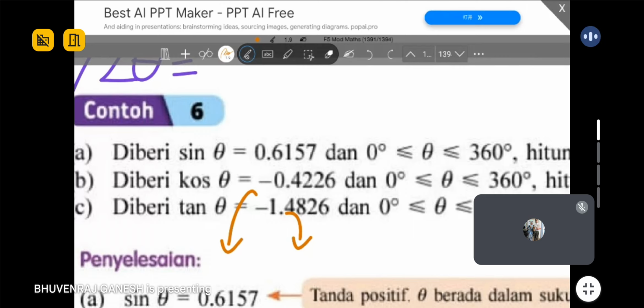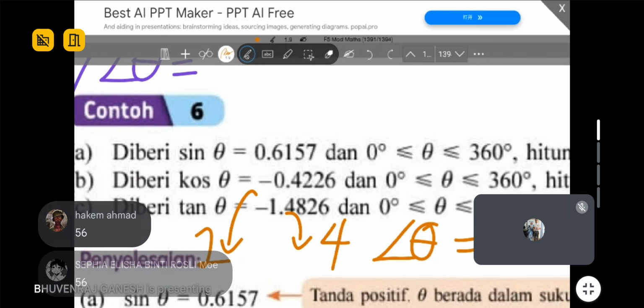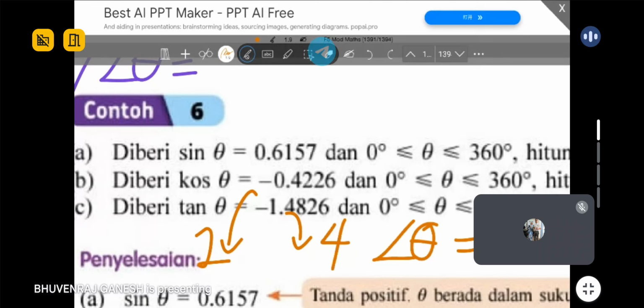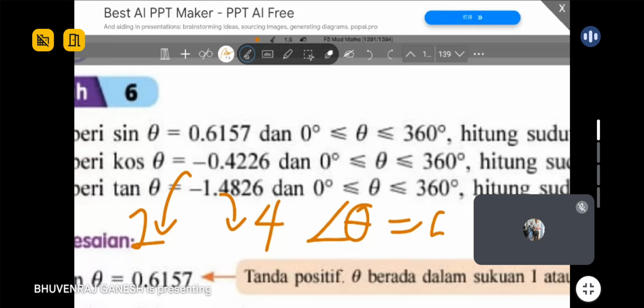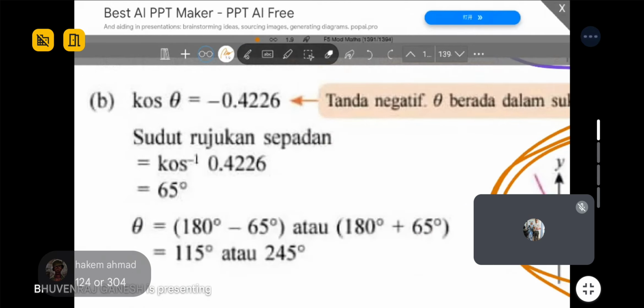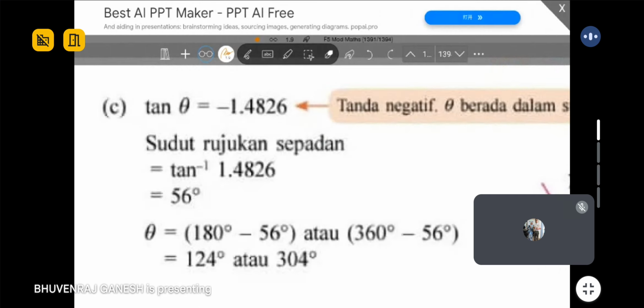Okay, so yeah, the answer is quadrant 2 and also quadrant 4. Okay, so 2 or 4. Okay, so can anyone tell me what is the reference angle for this one? Sudut rujukan. Okay. Okay, so yes, 56 degrees. Correct. Okay, so boleh bagi tahu jawapan secara akhir? Apa dua jawapan kamu? 124 or 304? Very fast, Hakim? Sorry, wrong question. Yes, correct. Okay, 124 or 304? Yes.